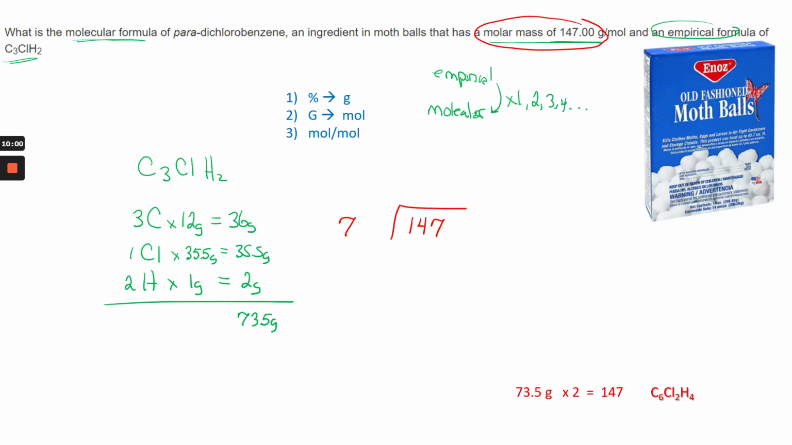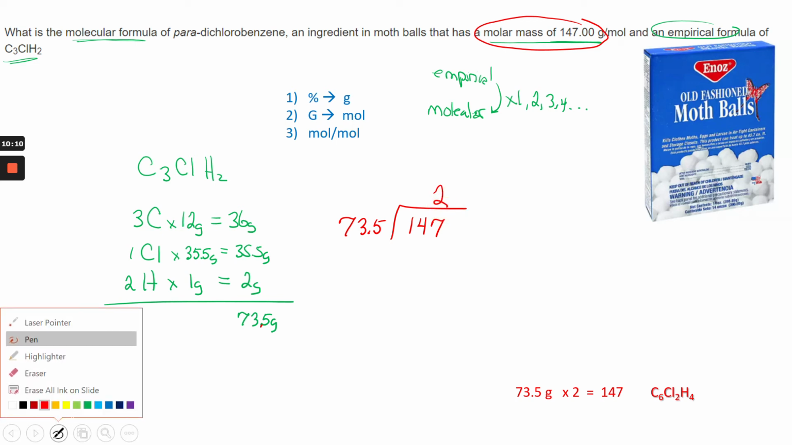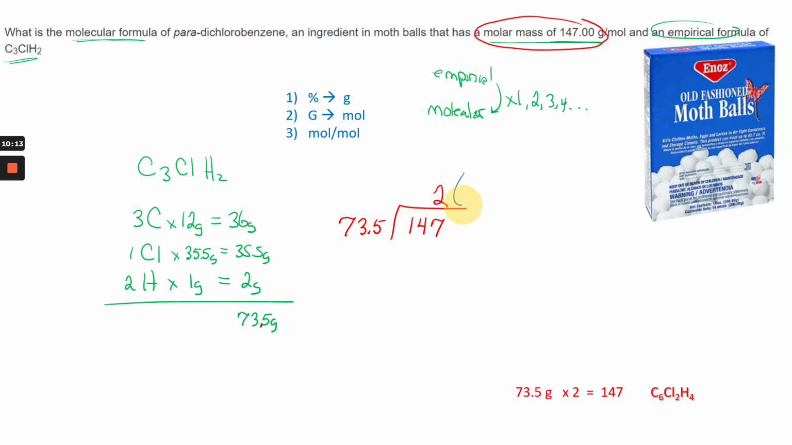Now, the key to the problem is the molar mass says it needs to weigh 147. So I need to figure out how many times 73.5 goes into 147. And the answer is it goes in 2 times. That means I need something that is 2 times bigger than C3ClH2. And the way I'm going to write that is right down here: C6Cl2H4. That is the molecular formula for paradichlorobenzene or mothballs. All right, we've got 6 done, 2 to go.